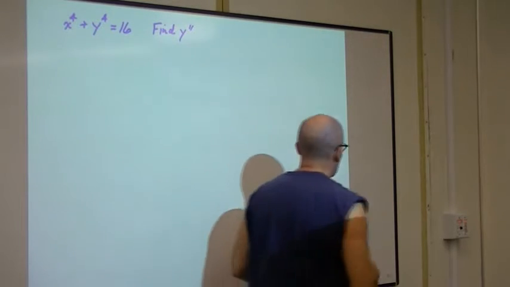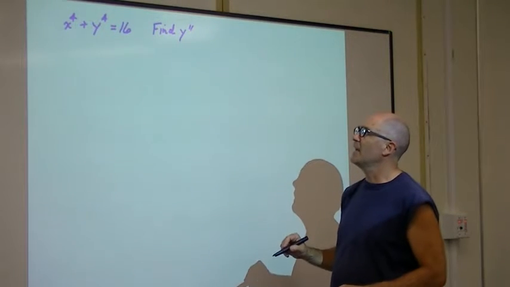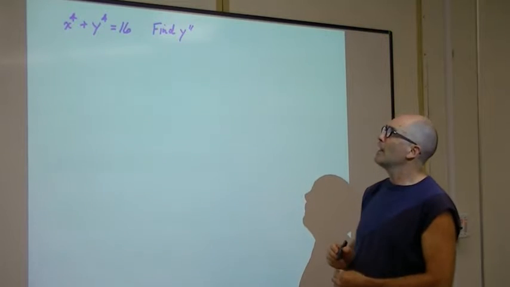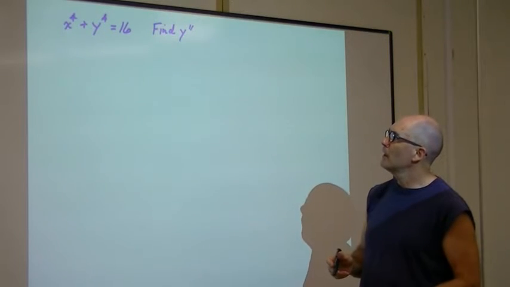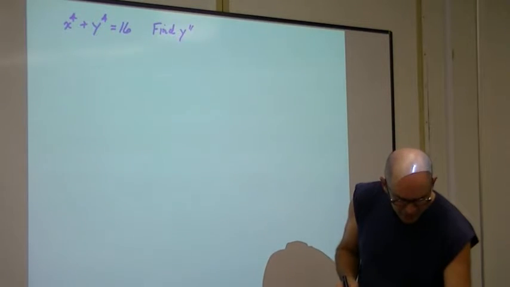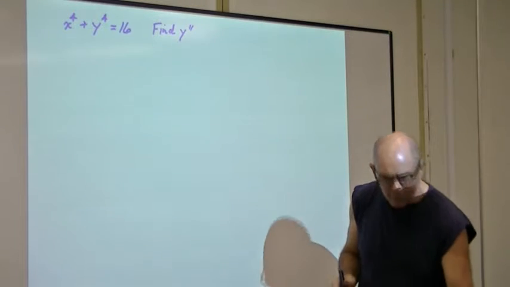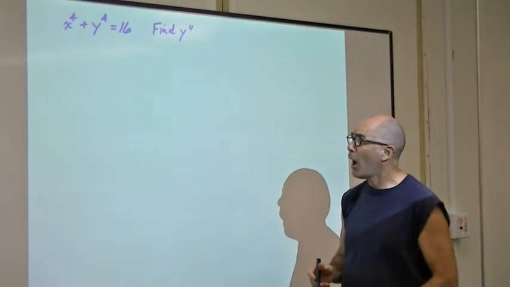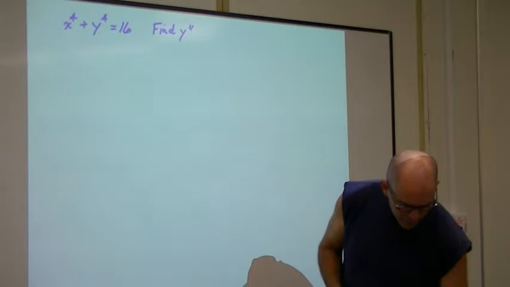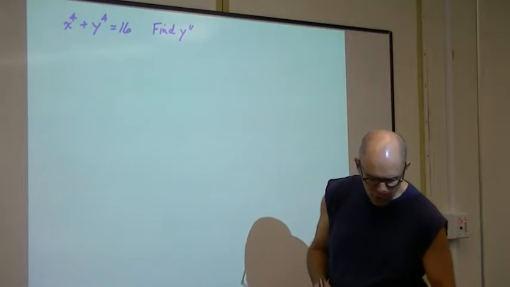All right, cruising onward. Now we've got x to the fourth plus y to the fourth equals 16, and we want the second derivative. Okay, so that means we need to do this implicitly. Yes, we're doing this implicitly.